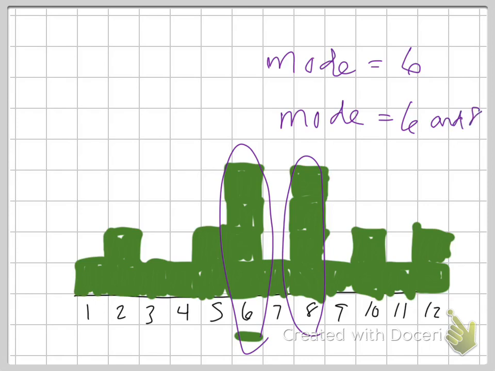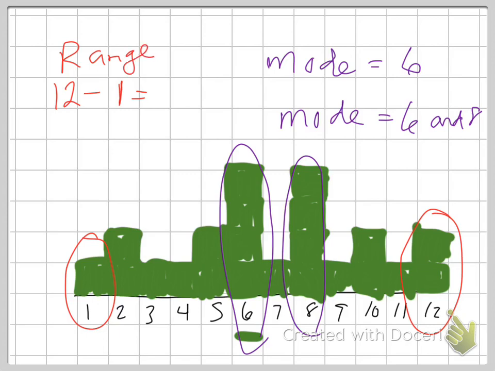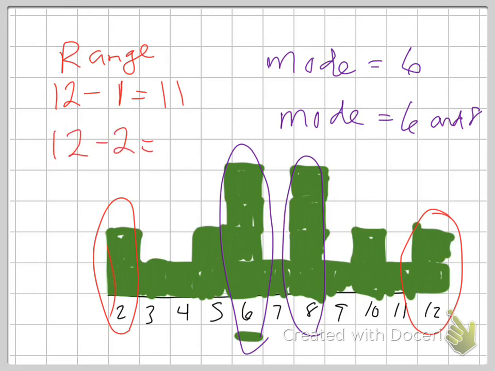Okay. Now, what is the biggest number that I got on this graph? Well, the biggest number I got was 12. And the smallest number I got was 1. So the difference between the greatest number, and difference is subtraction, and the smallest number is what we call the range. The range is always the biggest number minus the smallest number. So in this case, 12 minus 1 is 11. So the range would be 11. Now let's say I didn't draw any 1s at all. Okay, in that case, I would be doing 12 minus 2, which equals 10.